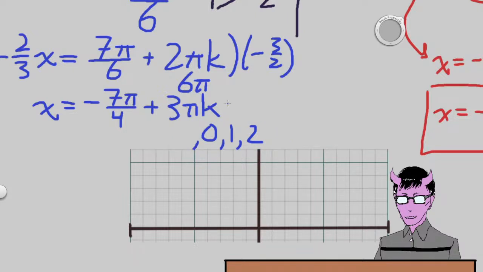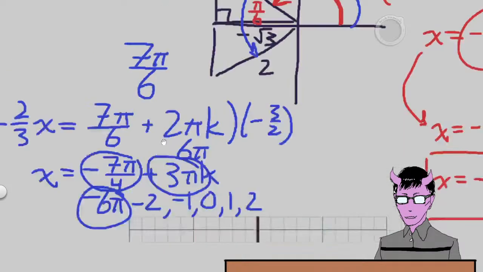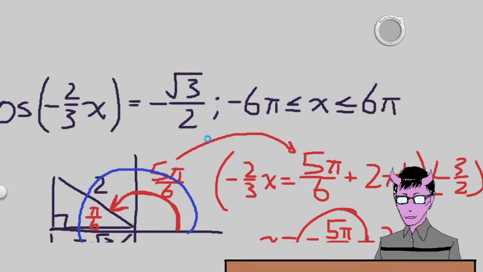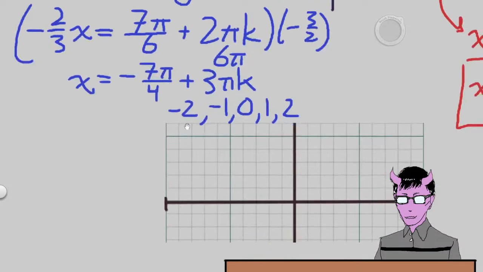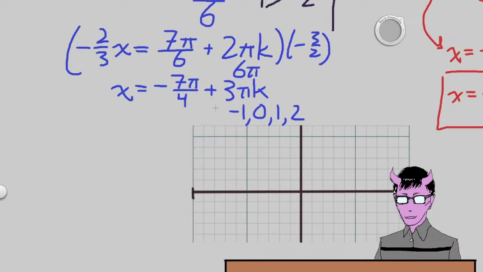Now let's consider the negative k values. So if k is negative 1, we're only subtracting one of these from here. That should work. Negative 2 should not work because this answer is already negative. If we specify k is negative 2 as an integer, then we're going to be subtracting 6 pi from a negative value. That's going to take us past this particular restriction. So negative 2, nope, we're not going to do that one.